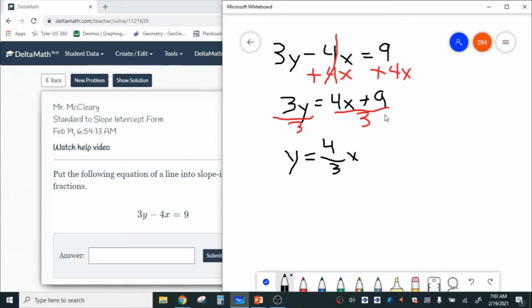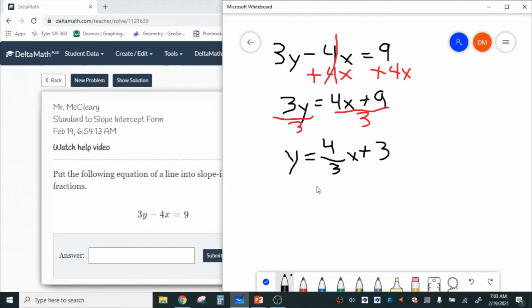And then we've got plus 9 over 3, which is just 3. So 9 divided by 3 is 3. Now step 3 would be to simplify any fractions that we might have, but this 4/3 is already in most simple form. So we're done, actually.